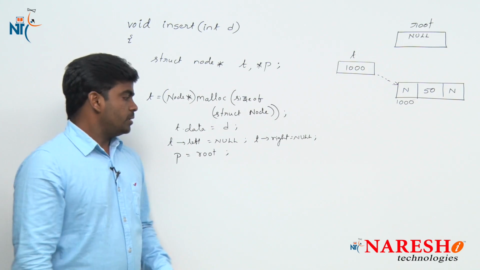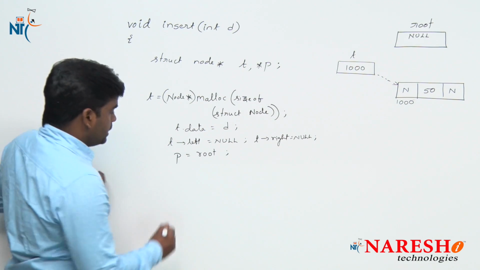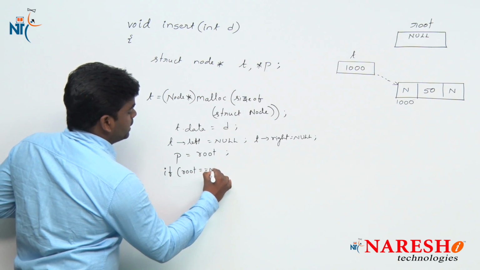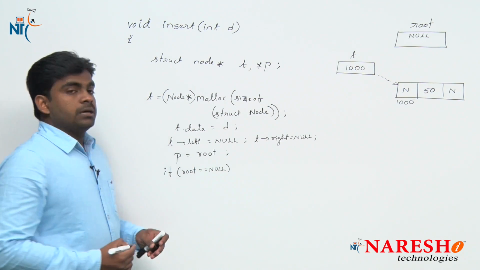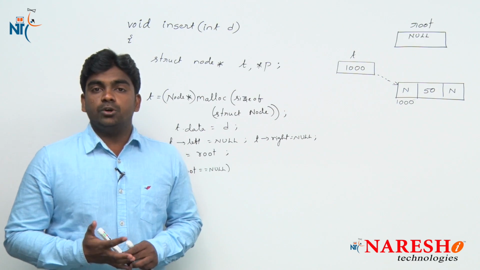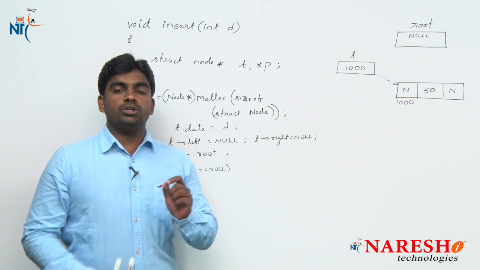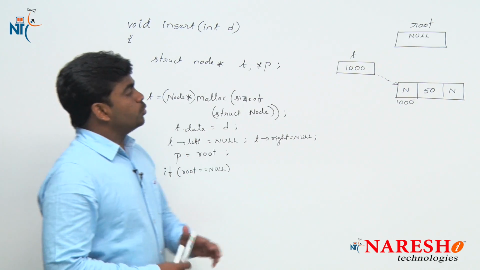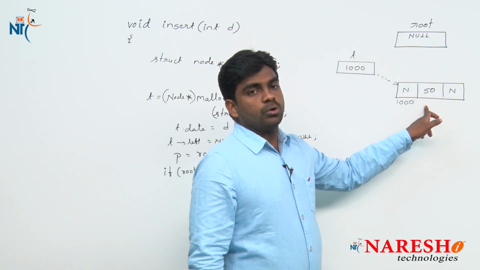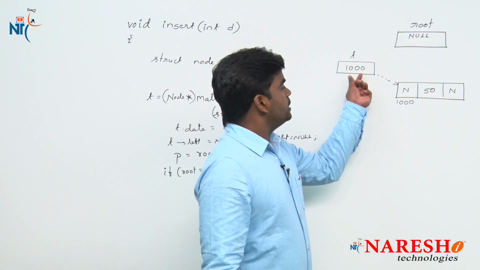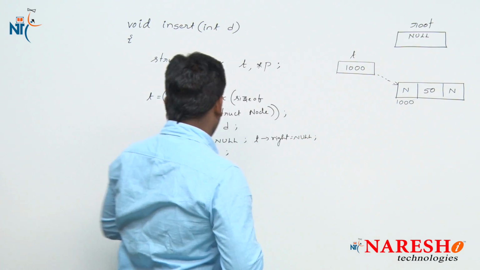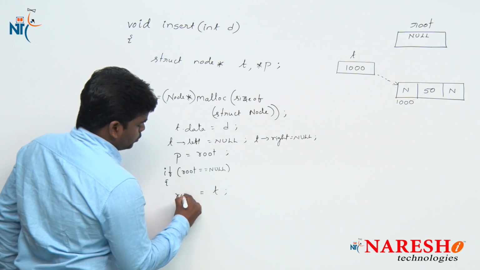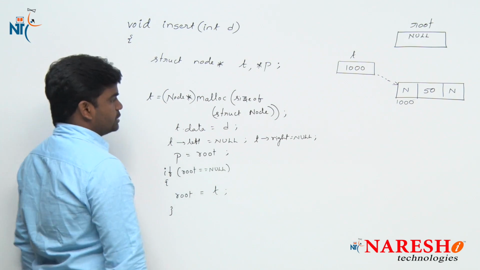And next, observe, suppose root equals null. What it is representing is that the tree does not have any nodes. The node you have created is the first node. So by that time root should point to the newly created node only. Very simple, the 1000 you should store in root. So here the T value we are storing into root. The connection is over, finished.